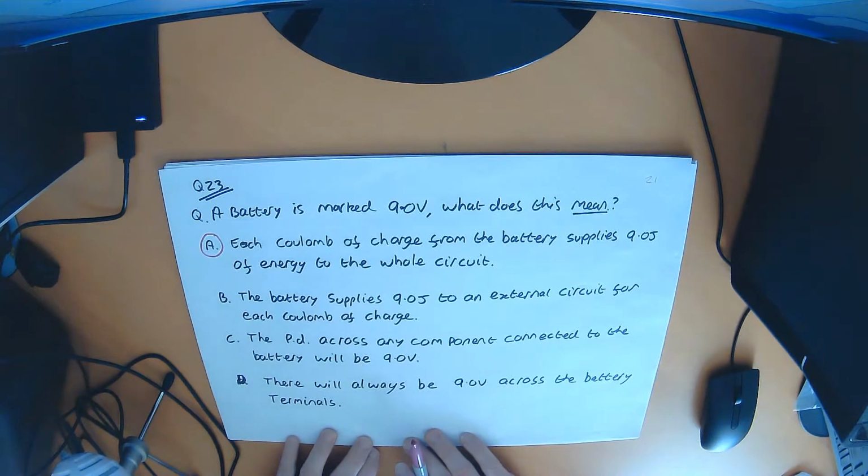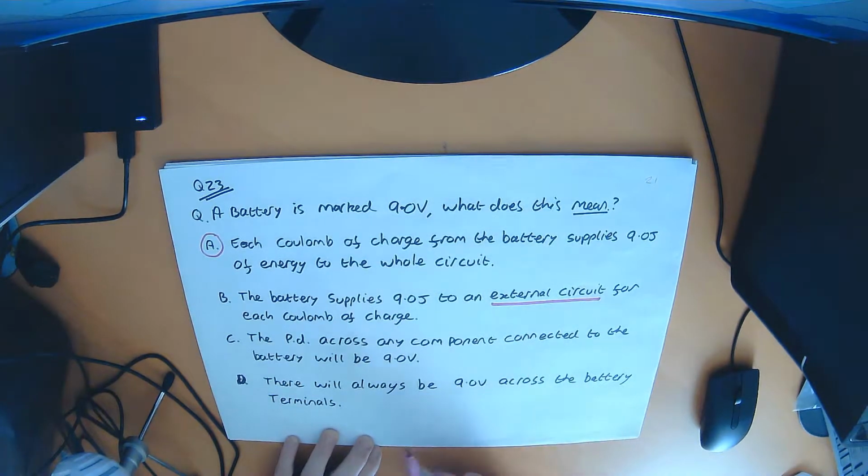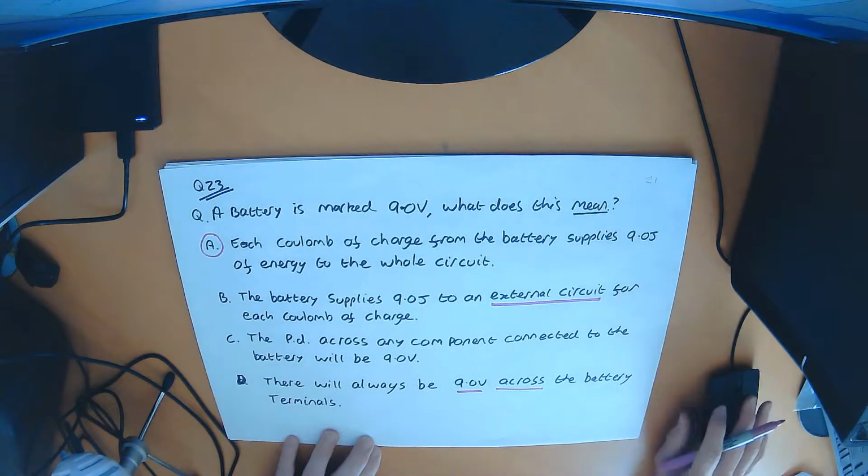That means that B is wrong because the external circuit doesn't get those 9 joules of energy because a small part of it is lost in the cell's internal resistance. The PD across any component connected to the battery will be 9 volts. It just can't be right because this component might be connected in series. And there isn't 9 volts across the battery if a current is flowing because of the internal resistance and the lost volts by the internal resistance. So that's why A is the answer.